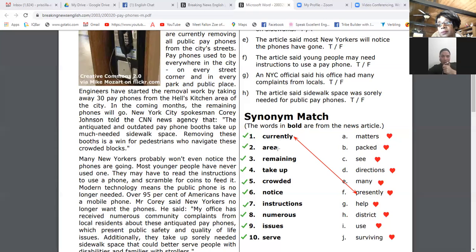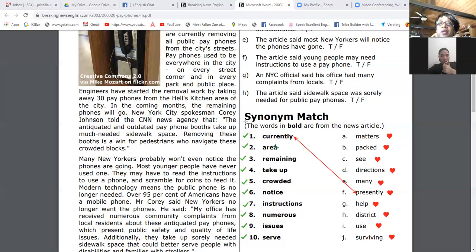I don't understand the link that exists between the words from column 1 to 10 and the words from the other column. Okay, what's the link between them? Do you understand currently and presently? No, I didn't understand. Why did you match them together? Because they are synonyms. We're working with synonyms.